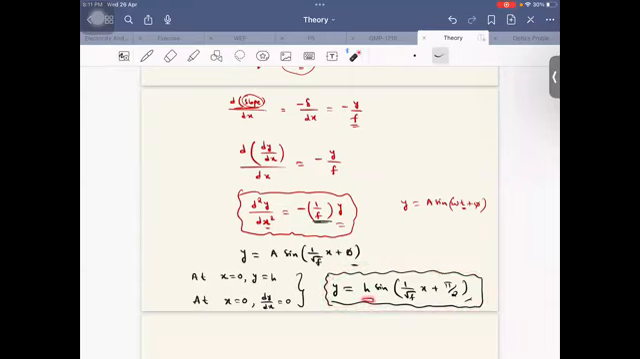Now they are asking when it touches the x-axis. Touching the x-axis means y will be equal to 0. When will this be 0? When the angle is pi, because then it becomes sine 180, which is 0. So x by root f should equal pi by 2 radians, that is 180 degrees. Then you will get the x value.